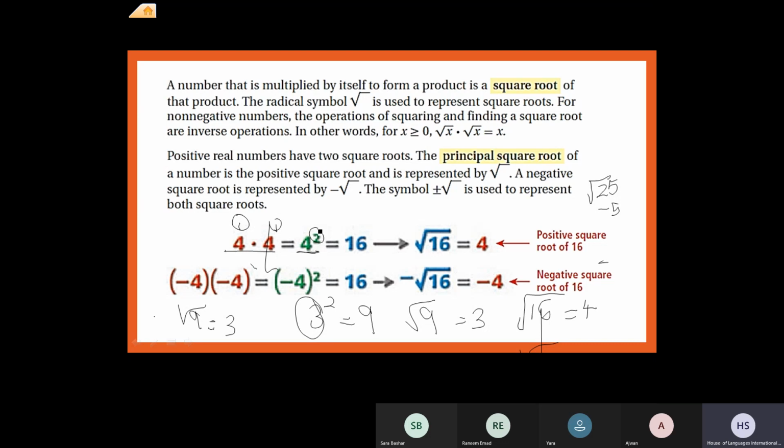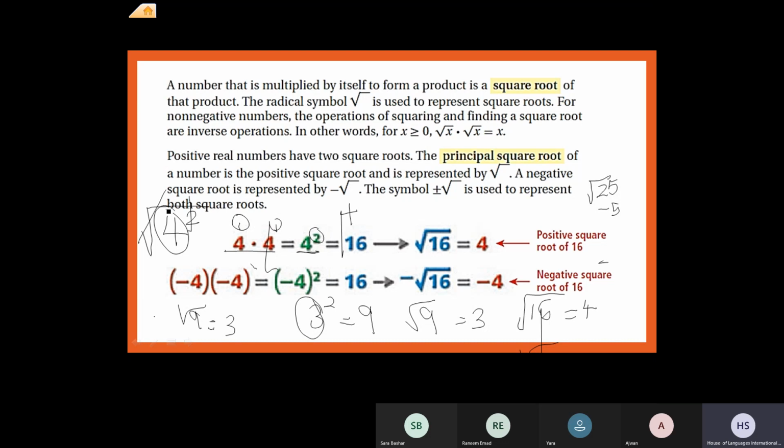Yes, square root of 9 is. Now here, we have 4 squared. So now, we have 4 squared, okay? Now, when you put it under the square root, this square cancels the 2. Now, it means that square root of 16 is 4.